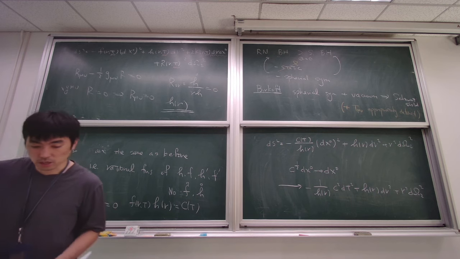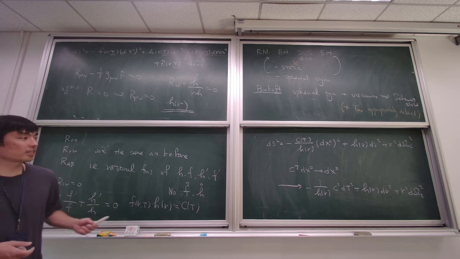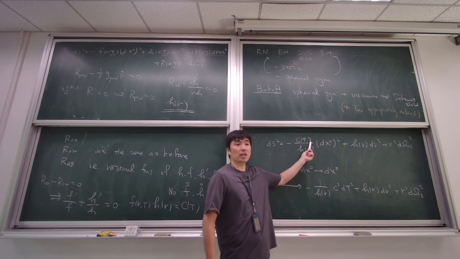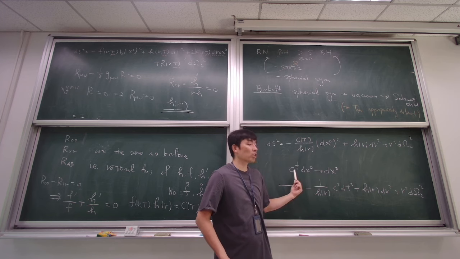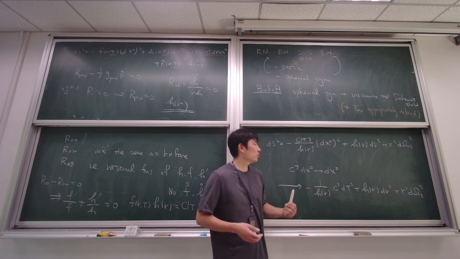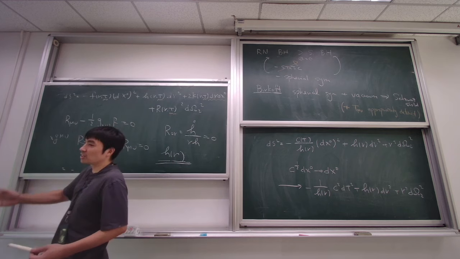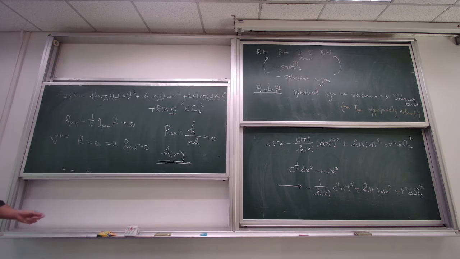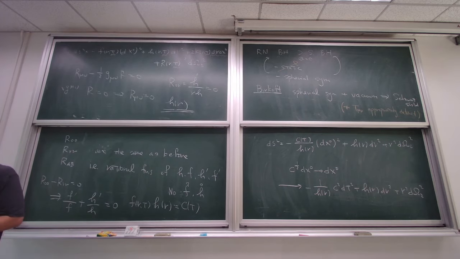Anyway, this means that f can depend on t through this c of t, but it's just an artificial change of defining time. You can restore the t dependence in f, but it's just a redefinition of the time coordinate. So that's what it means. Fine. So that's the case of Birkhoff's theorem.